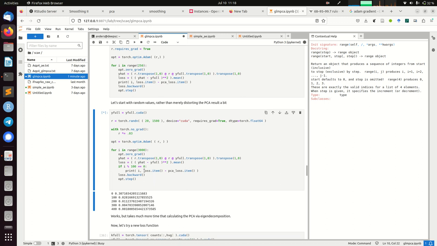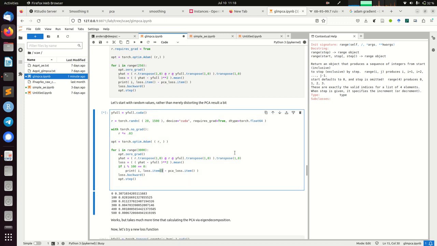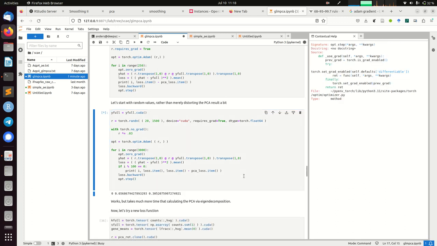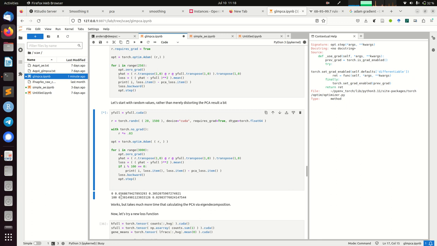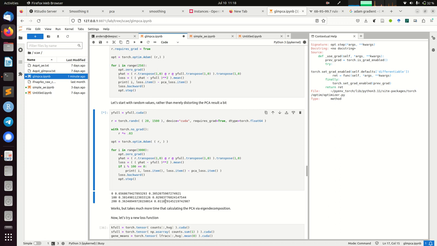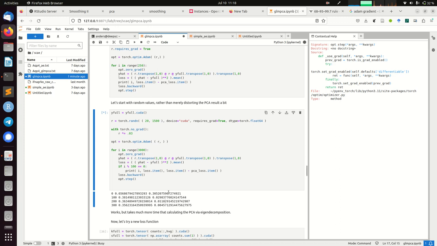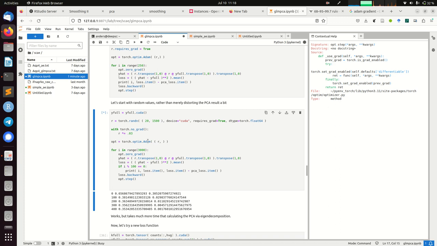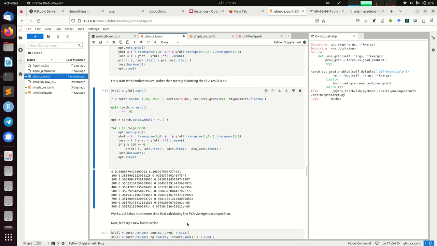And actually, let me improve this a bit by plotting for you both the full loss and the difference to the PCA. Now you see the full loss with just random numbers is 0.65. And now we go down to 0.36, which is just a little bit above this. And if I wait, after 3,000 steps or so, I should have actually got a good deal below the PCA. Now you see we've nearly reached the PCA loss. We are only 10 to the minus 5 away from the PCA loss.